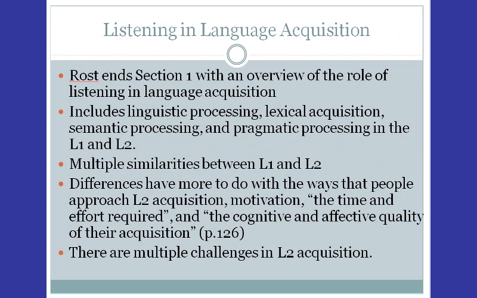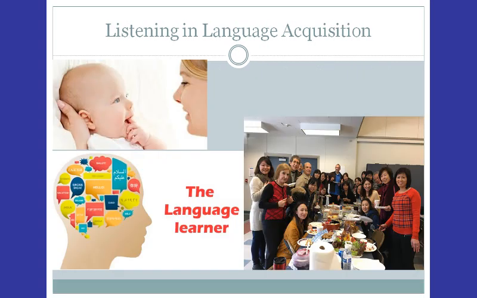And Rost ends section 1 with an overview of the role of listening in language acquisition. He has a quick overview of linguistic processing and lexical acquisition and semantic processing and pragmatic processing in a first language and your native language, and then also in the second language. And he notes multiple similarities between the two. And he also mentions that there are multiple challenges in second language acquisition, and the differences have more to do with the way that people approach their second language acquisition, their motivation, the time and effort that's required, and the cognitive and affective quality of their acquisition.